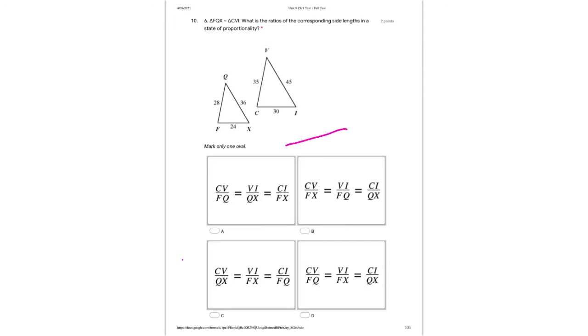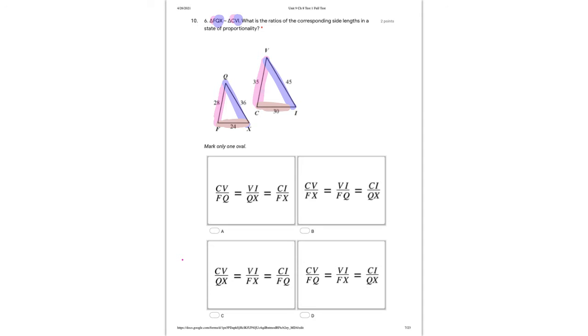What's the ratio of the corresponding side lengths in a statement of proportionality? In other words, they just want you to write the proportionality statement. So let's match up our sides. The easiest way to match up sides, they've also told us the names up here. So FQ goes with CV, and we can see QX goes with VI, and then your last sides down there must correspond to each other.